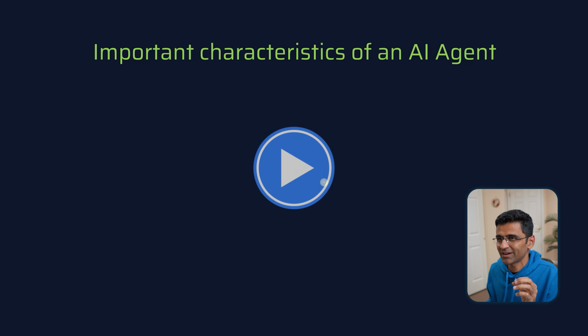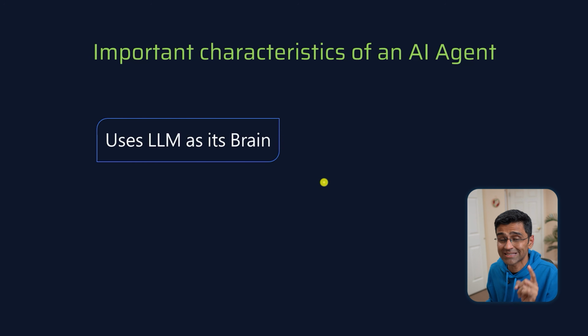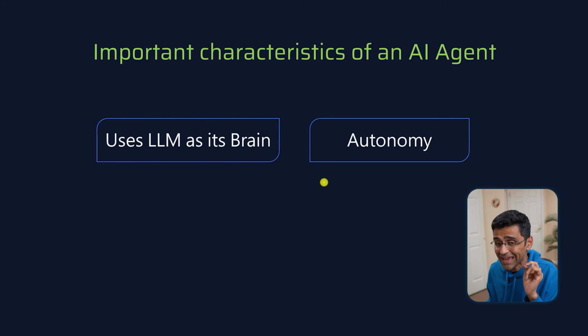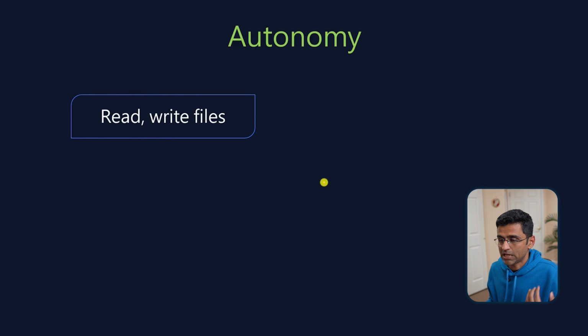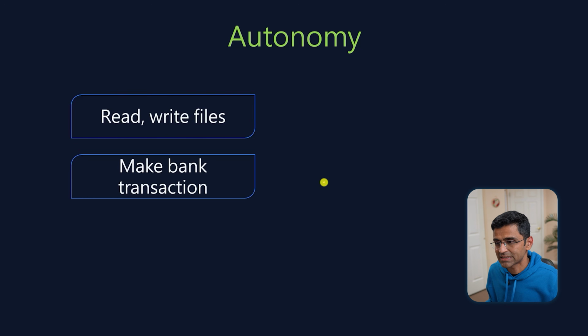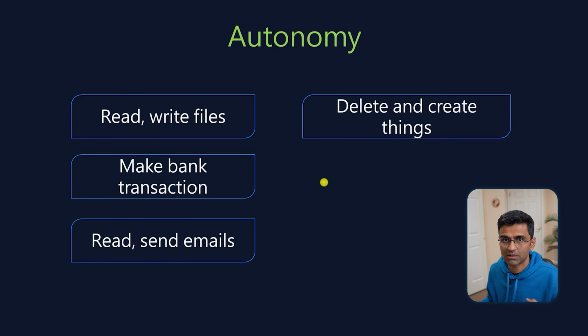Well, I hope you figured it out. The first one is it uses an LLM as its brain and it has some kind of autonomy. Autonomy means an agent can read and write files, it can make a bank transaction, it can place an order, it can delete things, read and send emails, etc. If you know about OpenClaw, it is a fully autonomous agent which can do so many things.